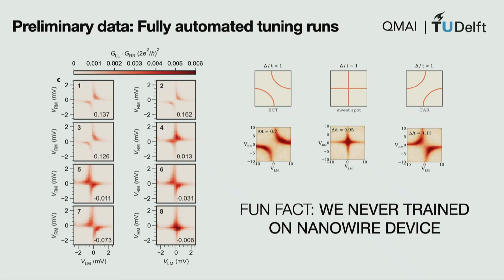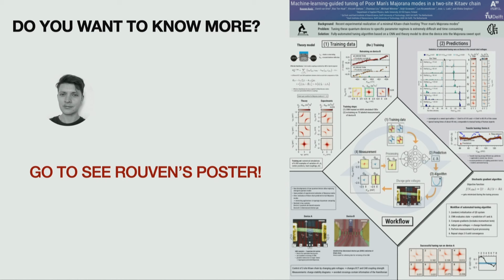I don't have much time to talk about this project in detail. When we did this, it's also a fun example of transfer learning, because we actually never trained, not even fine-tuned, on the device we were controlling. We had a whole other device that does the Kitaev model in a completely different platform, and we trained on that one. And then we applied the trained model on these two quantum dots with the nanowire, and it just works without any further retraining, which was also a lot of fun to see. So there are a lot of things to explore in this space.